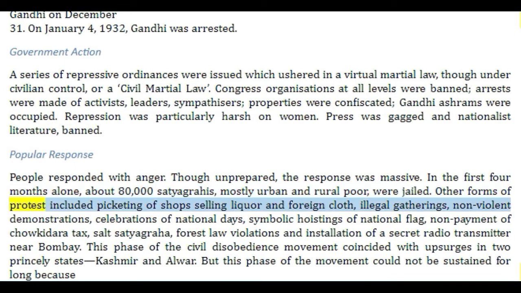Other forms of protest included picketing of shops selling liquor and foreign cloth, illegal gatherings, non-violent demonstrations, celebrations of national days, symbolic hoisting of the national flag, non-payment of chowkidara tax, salt satyagraha, forest law violations, and installation of a secret radio transmitter near Bombay. This phase of the civil disobedience movement coincided with upsurges in princely states, Kashmir and Alwar.